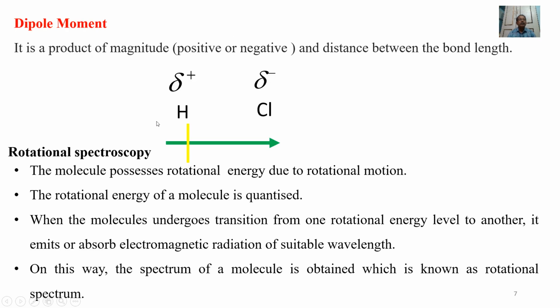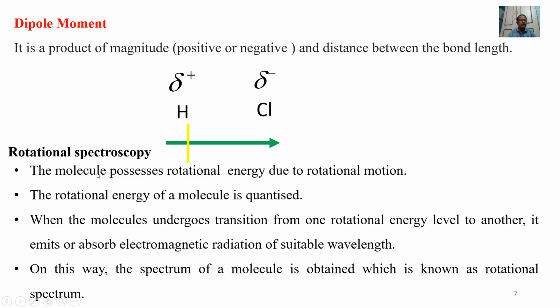Let us discuss the dipole moment. Charges separated by some distance are called a dipole. It is the product of the magnitude of the positive and negative charges and the distance between them, which is the bond length. Bond length is nothing but the internuclear distance.